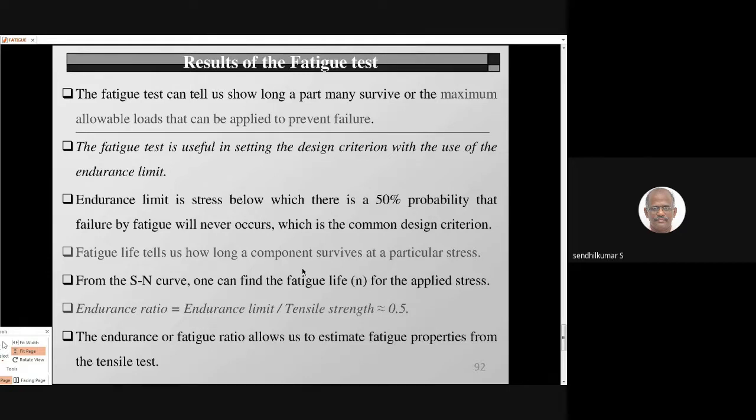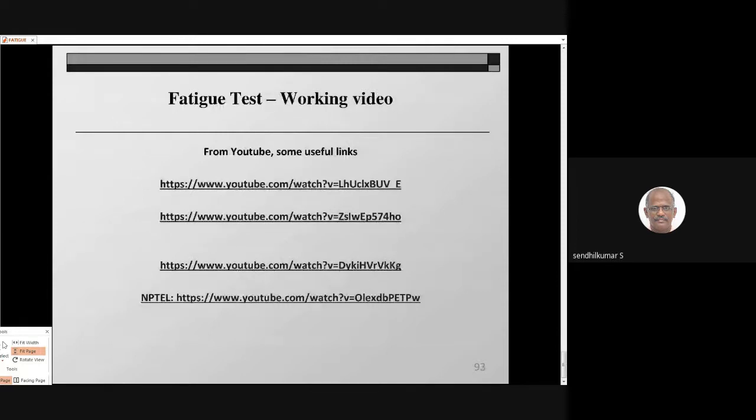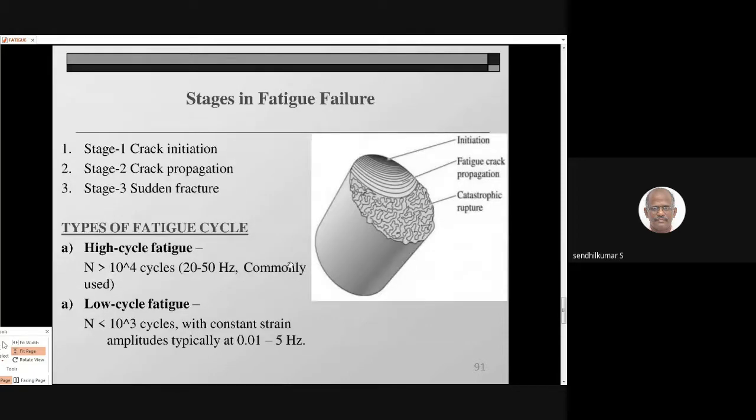Based upon all these conditions, there are some videos available on YouTube, and the NPTEL video series can also be downloaded.